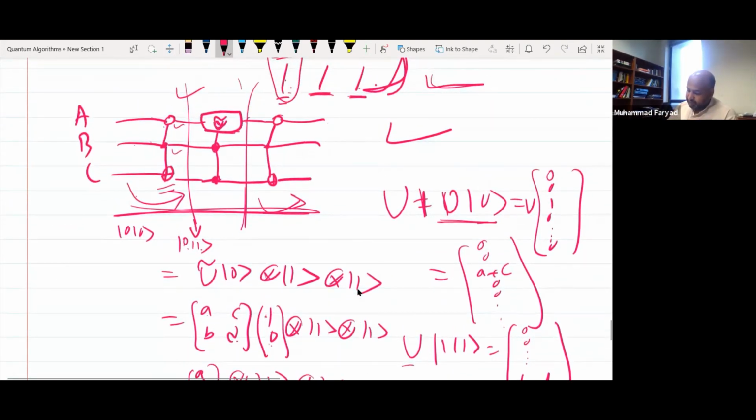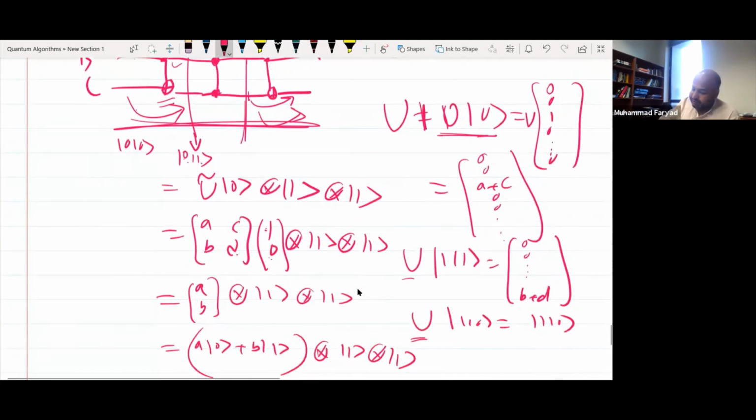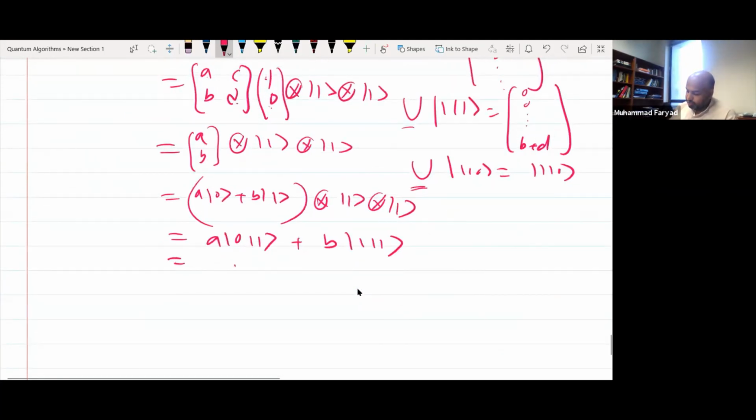So let's see what happens to 0 1 1. So if it is 0 1 1, so this is 0, this is 1. So this is changed to 1. This is changed to 0. So 0 1 1 goes to 0 1 0 into A, and this B remains as it is. So this is nothing but 0 0 A into B.